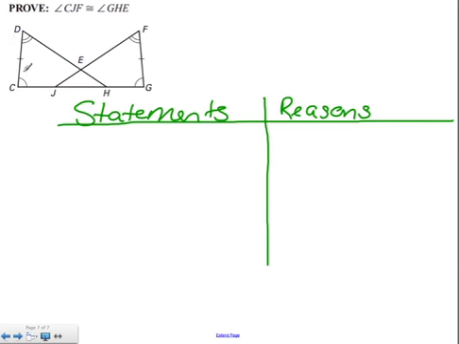So we're given, to start off with, that we have an angle, a side, and an angle of this bigger triangle right here, which is congruent to an angle, side, and angle. So right away, from the given information, we can prove these two triangles congruent.